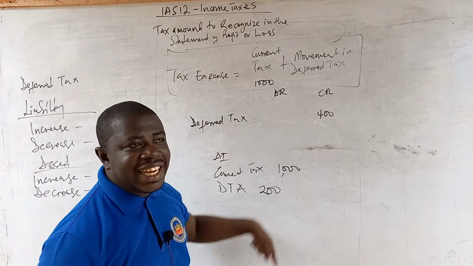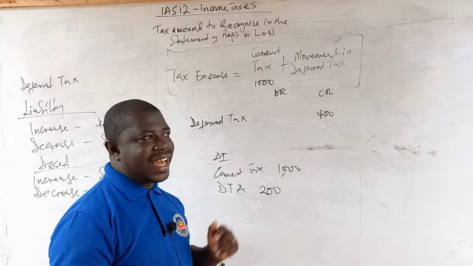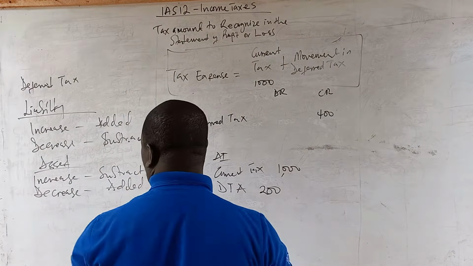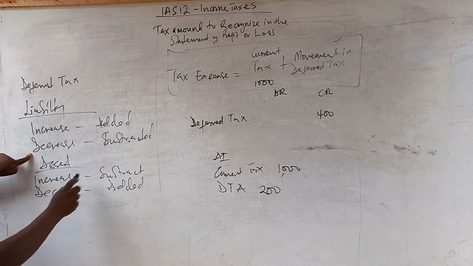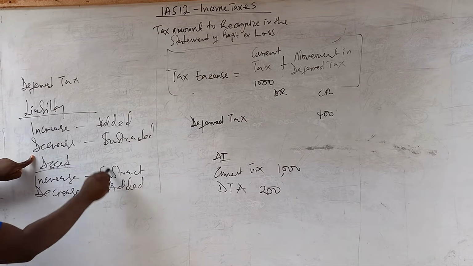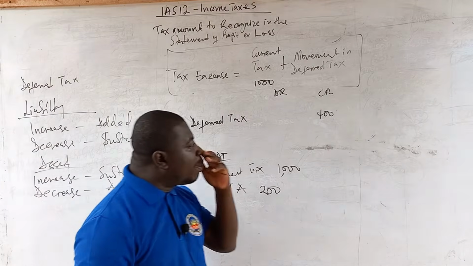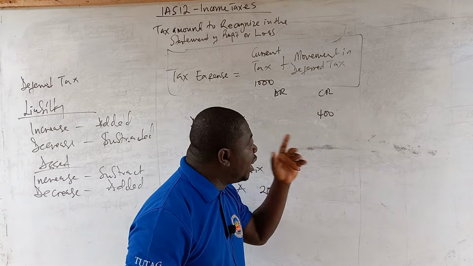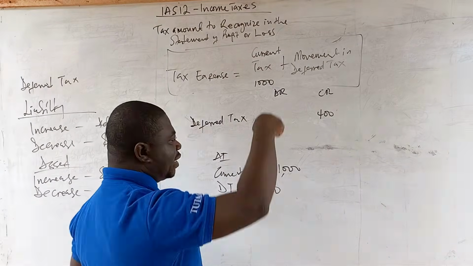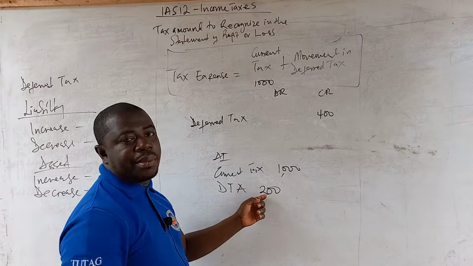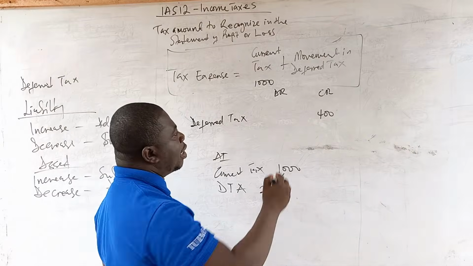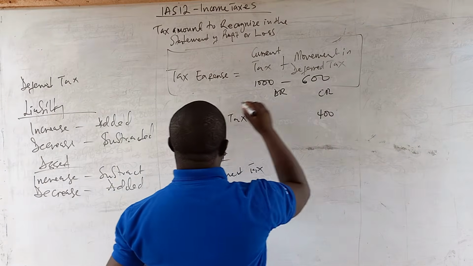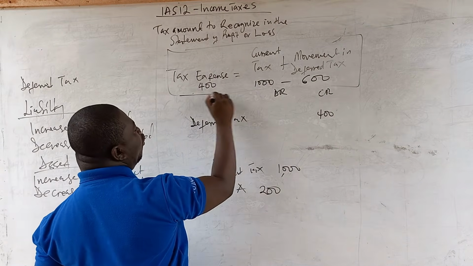And it's a reduction in liability and an increase in an asset. And we all know that a reduction in a liability is subtracted, increase in asset is also subtracted. So they have the same effect. The moment you see that the opening liability was 400, but it has gone down to the point where it has become an asset, the difference actually is 600. And it should be subtracted, so it will be minus 600. So the tax expense for the year will be 400.